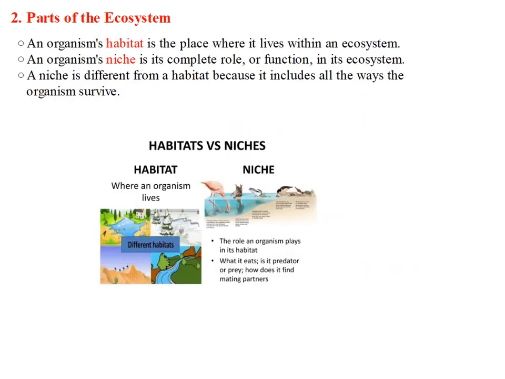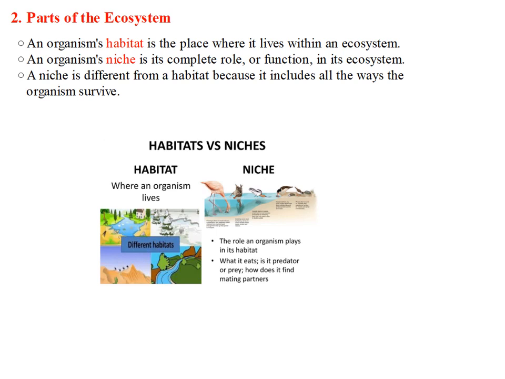Let us continue with the parts of the ecosystem. An organism's habitat is the place where it lives within an ecosystem. An organism's niche is its complete role or function in its ecosystem. A niche is different from a habitat because it includes all the ways the organisms survive.